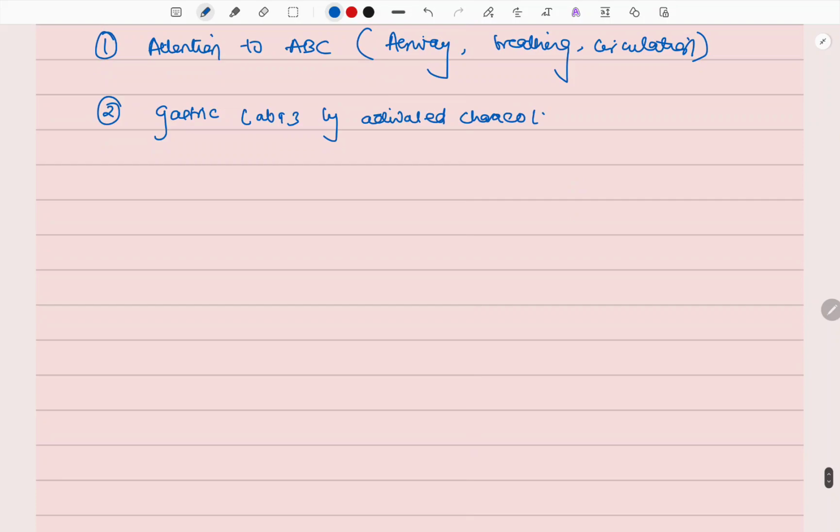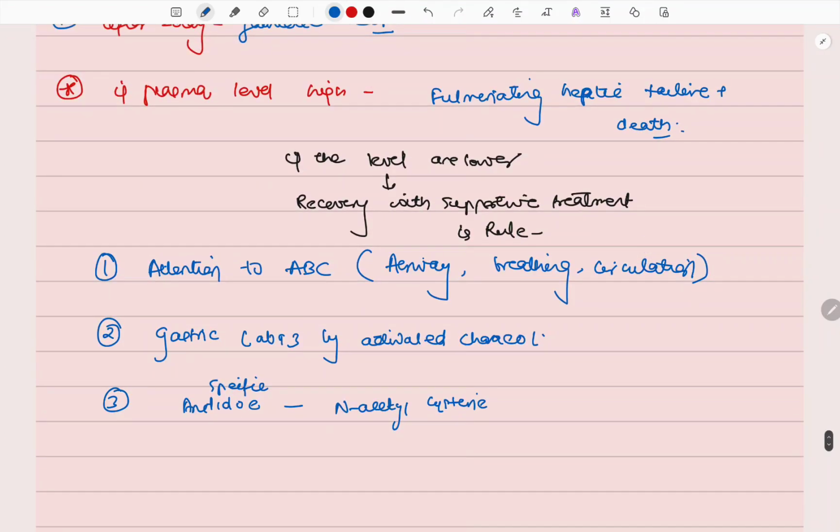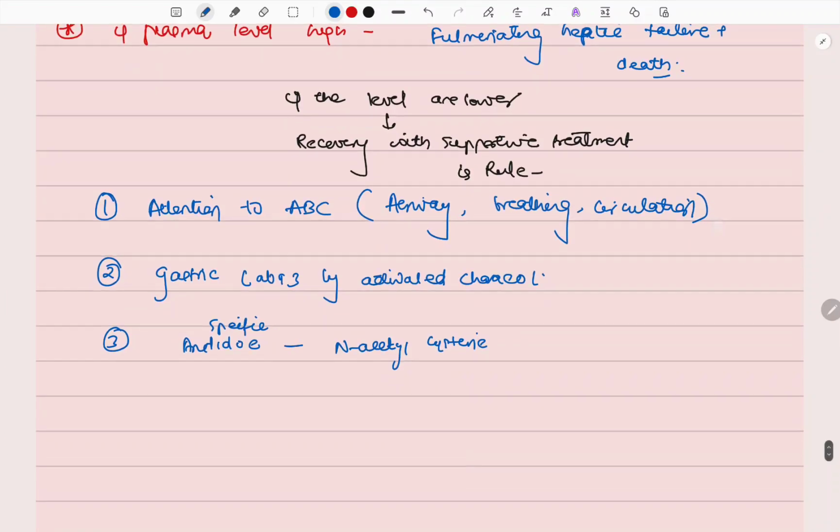Then we give the antidote. Third, a specific antidote is given. For example, for paracetamol we give acetylcysteine. This is how you can manage a patient who has come with paracetamol poisoning. This is the first supportive treatment that you have to give.